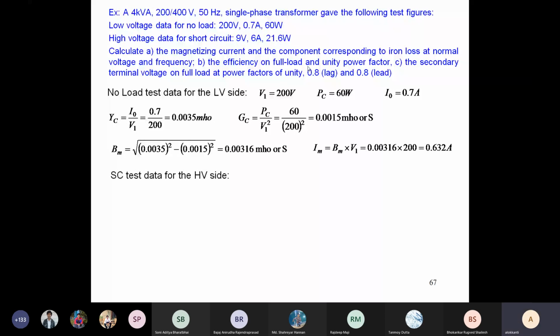Similarly, from the short circuit test data, which is basically conducted on the high voltage side, the short circuit voltage is 9 volts, the short circuit current is 6 amperes, and the short circuit data.